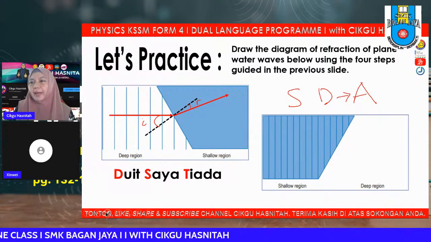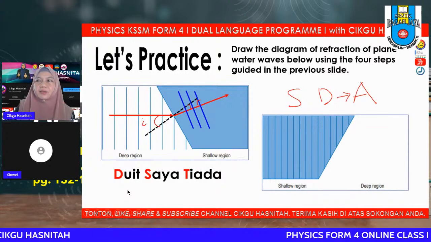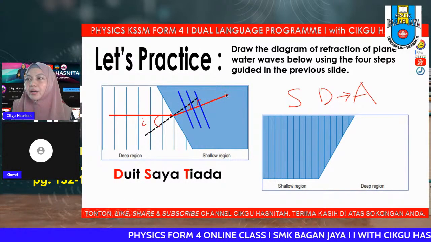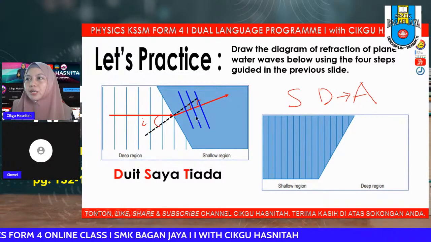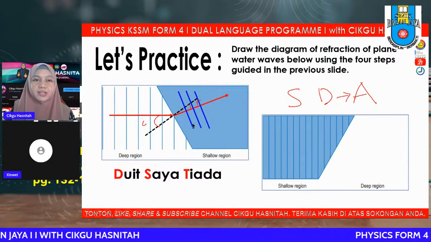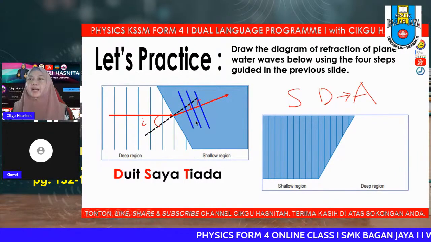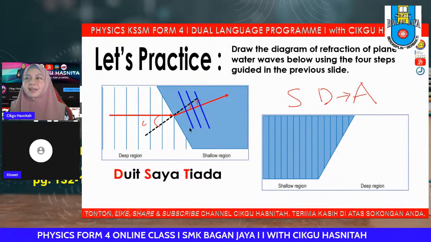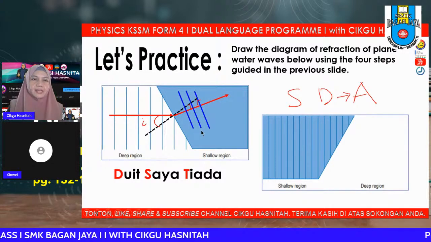So what is the fourth step? You draw the refracted wave, 90 degrees to the direction of propagation. And we draw it closer to one another because in the shallow region, the wavelength is shorter. So you have to draw the distance closer compared to the distance in the deep region, showing that the wave refracted towards normal where the wavelength decreases.